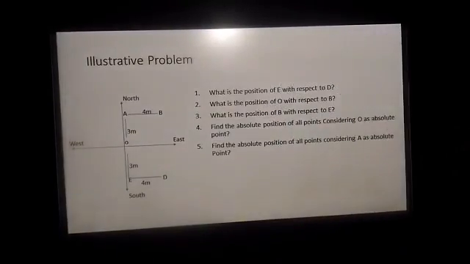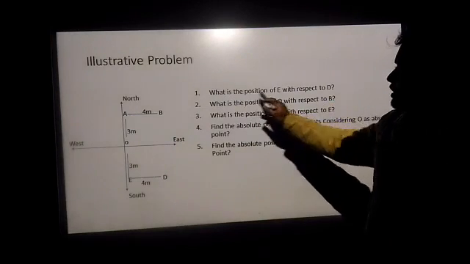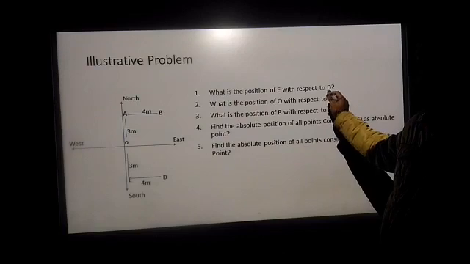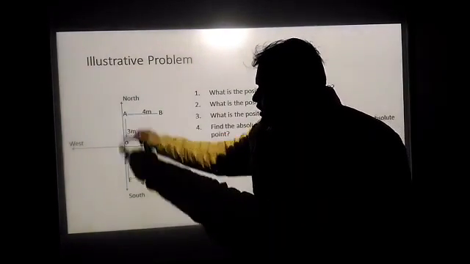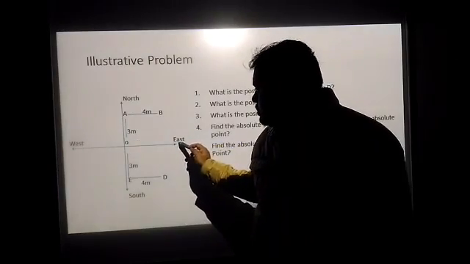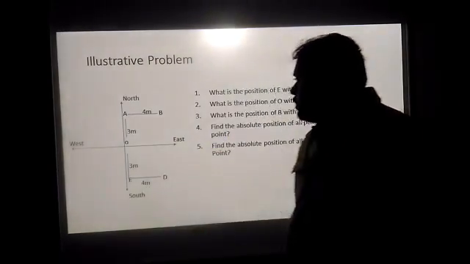Okay, now I am going to give you some homework. These are the illustrative problems. You have to tell me what is the position of E with respect to D. Here is the E and here is the D. This is the Cartesian plane in which I have drawn east, west, north and south.